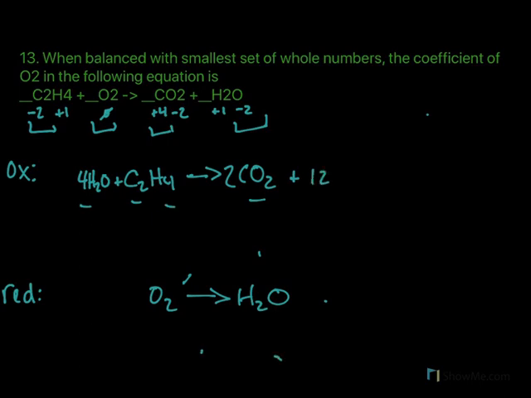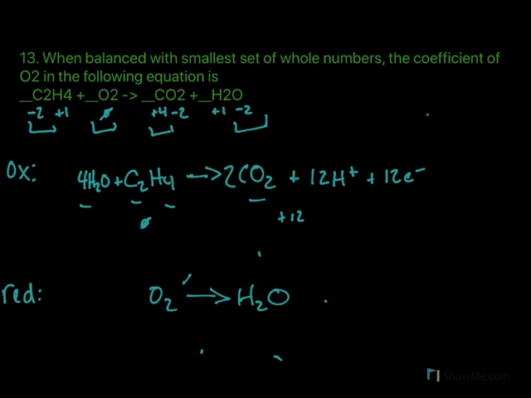So here we've got 8 plus 4, so we need 12 hydrogens. And now we've got a +12 charge here, 0 over here. So we will add 12 electrons to balance the charges. Down here we've got 2 oxygens here, 1 water here.